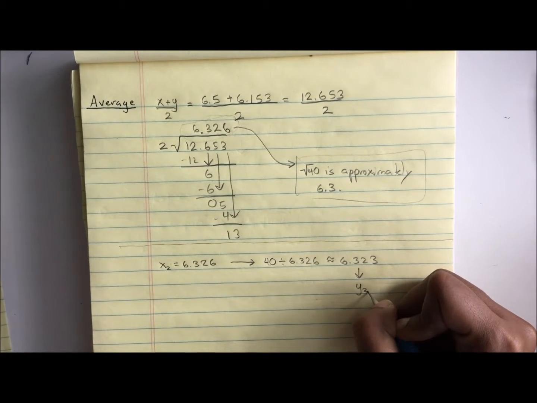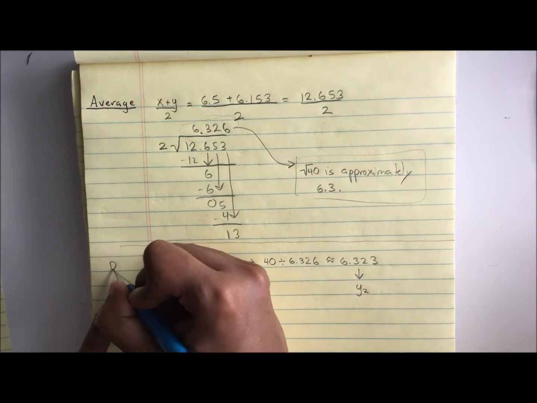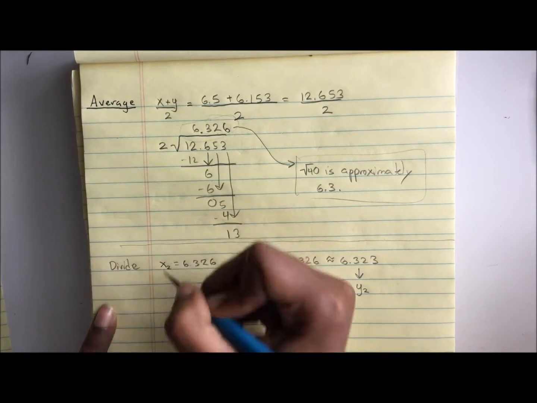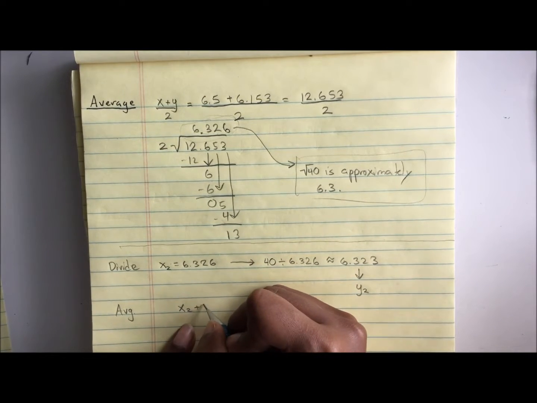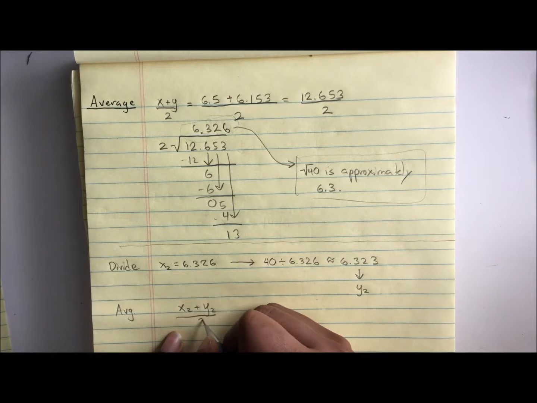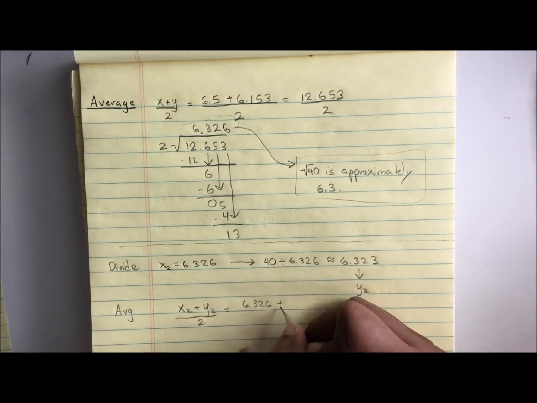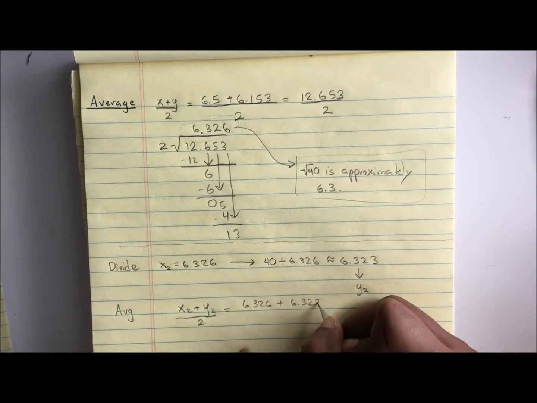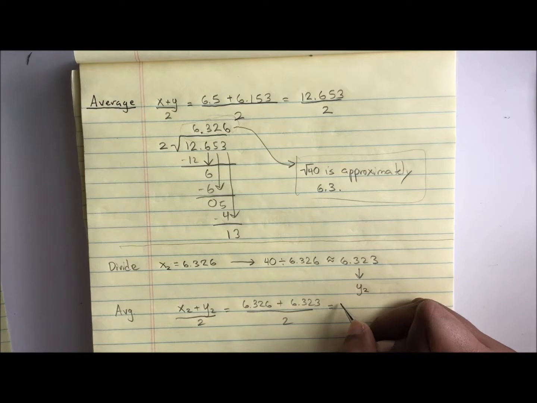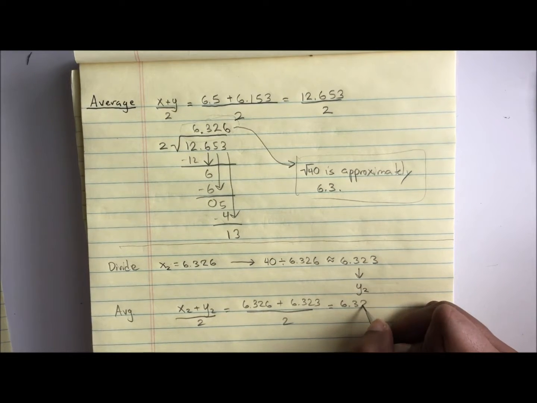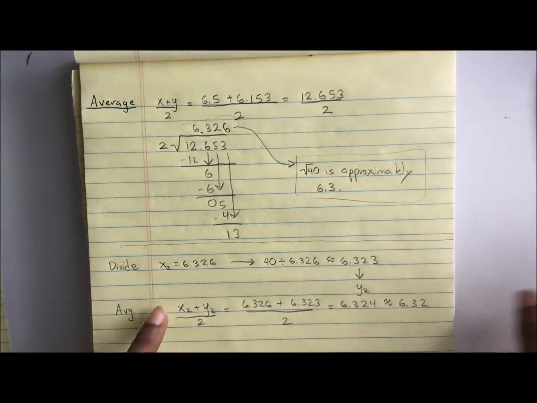You see how crazy this is getting? So you're going to then find the new average. So again, this is a division step. You're going to again find the average. I'm shorthanding this. It's going to be x2 plus y2 divided by 2. You're going to do 6.326 plus 6.323. Divide that by 2. That's going to give you 6.324, which is approximately 6.32.